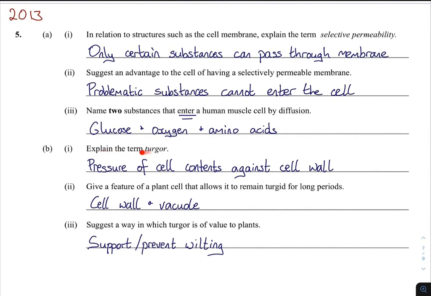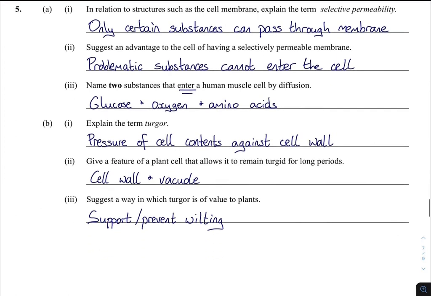Explain the term turgor. It's just the pressure of the cell contents against the cell wall. That's it. And give a feature of plant cells that allow them to remain turgid for a long period of time. Cell walls. You could also say a vacuole for that. And why is turgor of value to plants? Well, we've said this one before, to prevent wilting and also support. But preventing of wilting is the key.